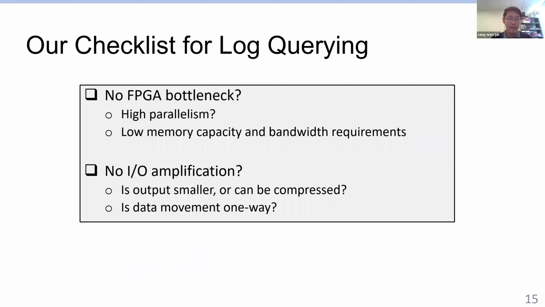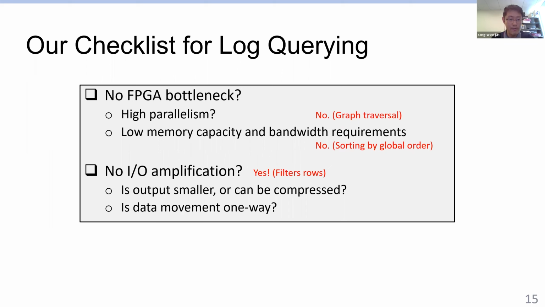So we apply this algorithm, as it exists now, to our checklist. Is there no FPGA bottleneck? Does it have high parallelism? No, it does not, because we have to do graph traversal into the frequency tree. Does it have low memory capacity and bandwidth requirements? No, it doesn't, because we have to sort every input by the global order. And the global order array is a pretty big data structure, of at least a few hundred megabytes, that needs to be held in off-chip memory.